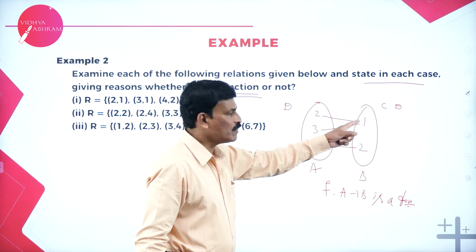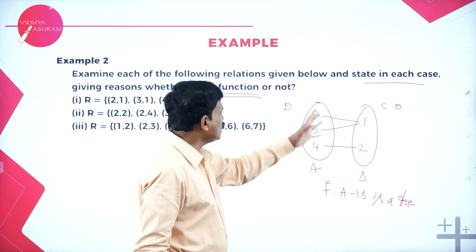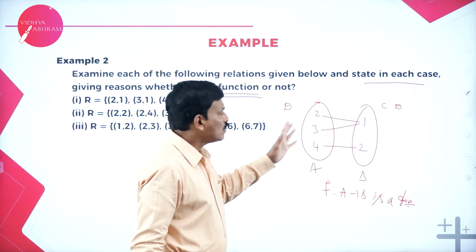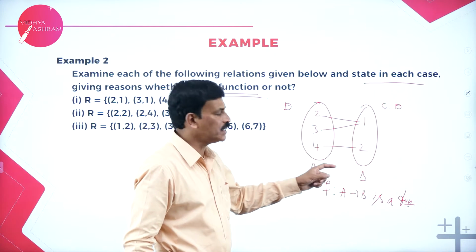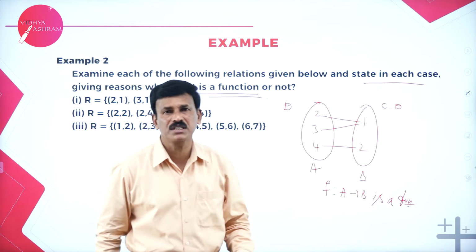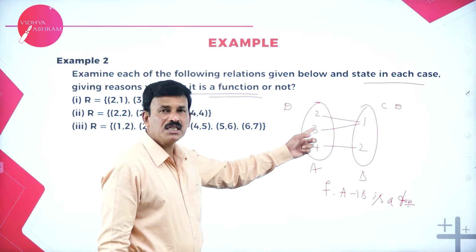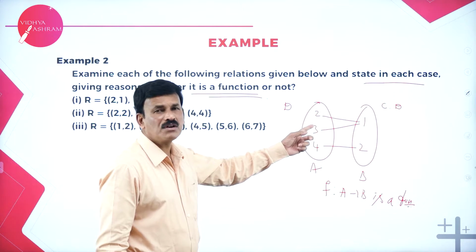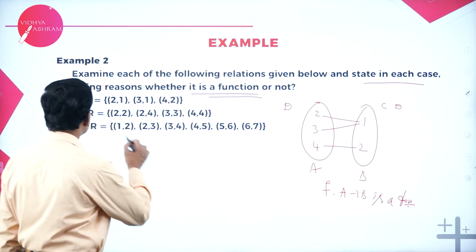See, there is a mapping from 2 to 1, 3 to 1 and 4 to 1. All the elements of the domain are uniquely mapped with the elements of the codomain. So therefore this is a function from A to B. Every element of the domain is uniquely related to the elements of the codomain. Therefore this is a function. Now let us come to the second one.